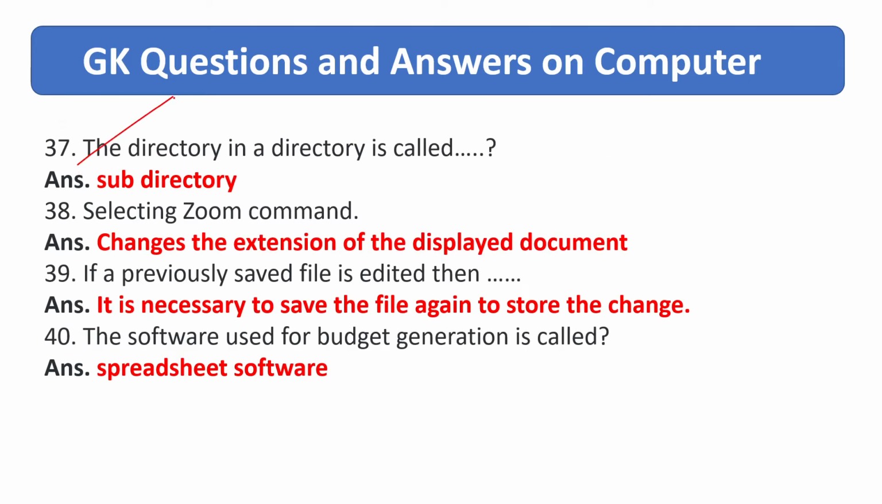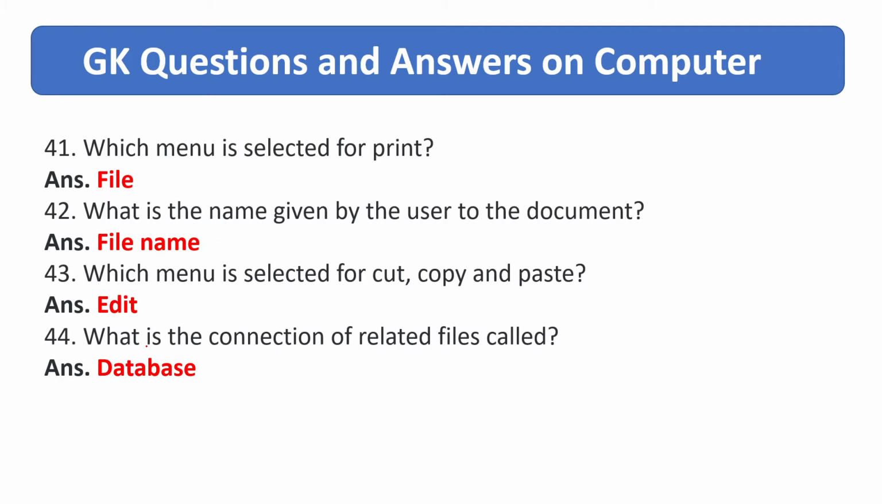Answer is copying document from memory to storage medium. A directory in a directory is called? Answer is subdirectory. Selecting zoom command? Answer is changes the magnification of the displayed document. If you previously saved a file and edited it, then it is necessary to save the file again to store the change. The software used for budget generation is called? Answer is spreadsheet software. Which menu is selected for print? Answer is file.